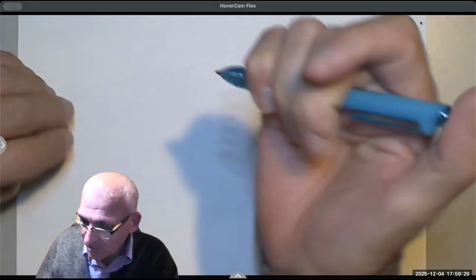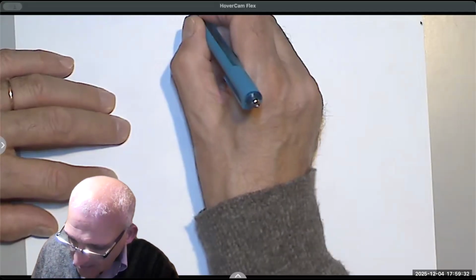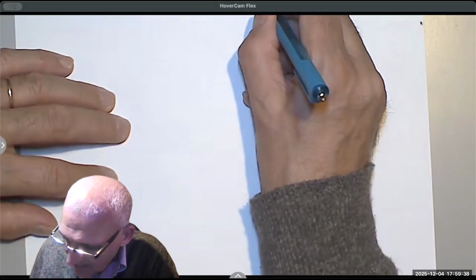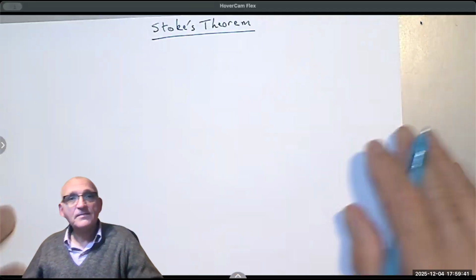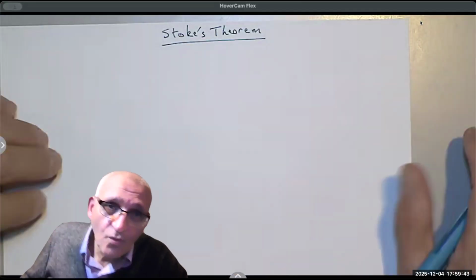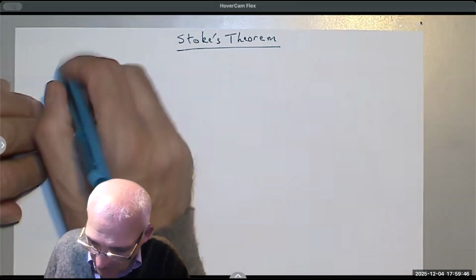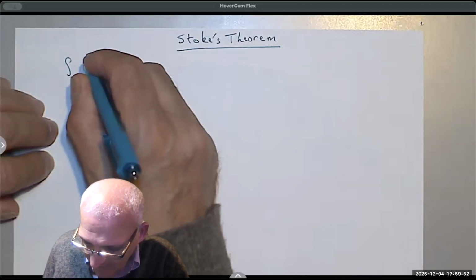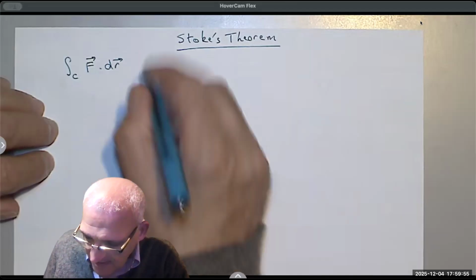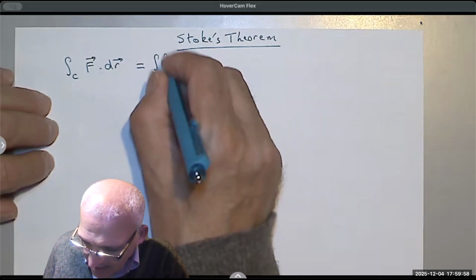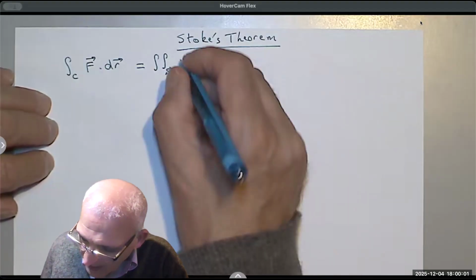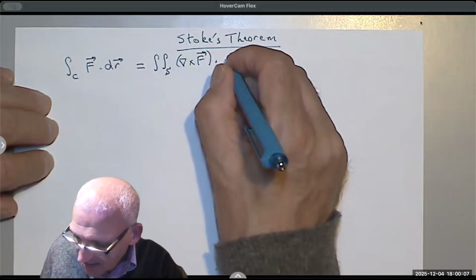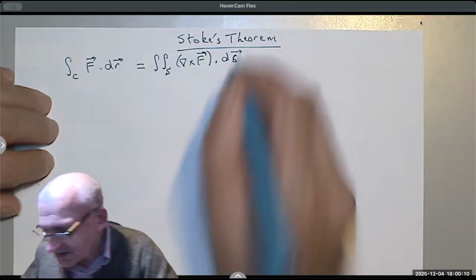And today we are going to go over Stokes' theorem, which is an extension of Green's theorem, but on higher dimensions. So what that says is if you are taking the integral along a curve of f dot dr, this can be represented by the double integral over the surface of the curl of f dot dS, not dr. Okay.